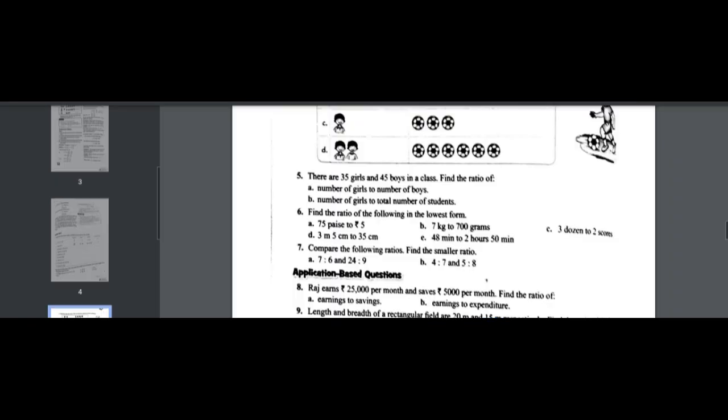Yes, first one: 35 by 45, 7 by 9 ratio. Very good. Ratio of girls to the total number of students: 35 by 80, 7 by 16. Very good. Correct. Now the next one is the sixth. We have to find the ratio of all of the following parts: A, B, C, D and E, and then you have to give the lowest form.